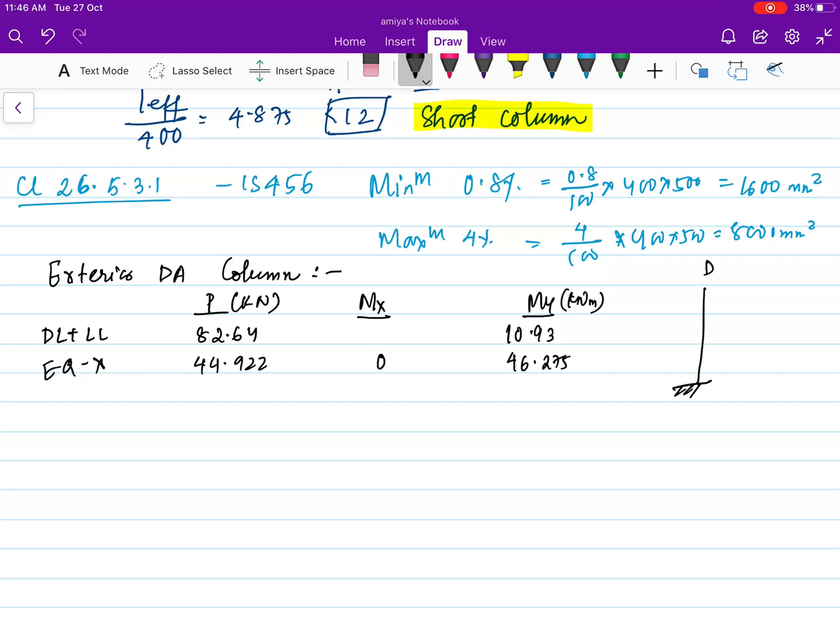Let me show you. This is the column in elevation. We have analyzed earthquake in the x direction. There was a shear force that we calculated, and if you multiply it by this length divided by 2, you will get the moment. So this is our moment MY, which we got as 46.275. Now there was also a beam in this direction for which there was a shear force. The shear force into this perpendicular distance will give the moment in this way, which is also in the same direction. If I take the shear force in this direction, it will come in this direction. So we have MY in both directions.